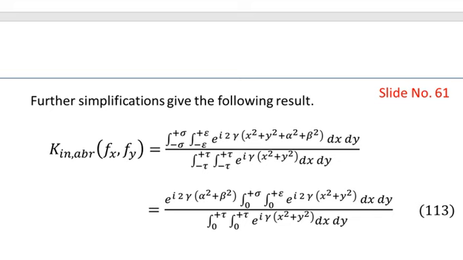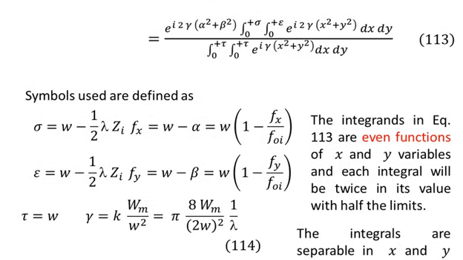So what are these sigma and epsilon and tau? This is what we have introduced, explained over here. So symbols used are defined as: sigma is set equal to w minus half lambda z_i f_x, and that is equal to w minus alpha, because we have introduced alpha already, and that is equal to w within brackets 1 minus f_x over f_0i. Similarly, epsilon is equal to w minus half lambda z_i f_y. So it is equal to w minus beta, which is equal to w within brackets 1 minus f_y over f_0i.